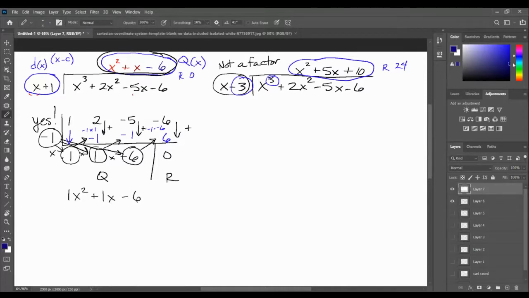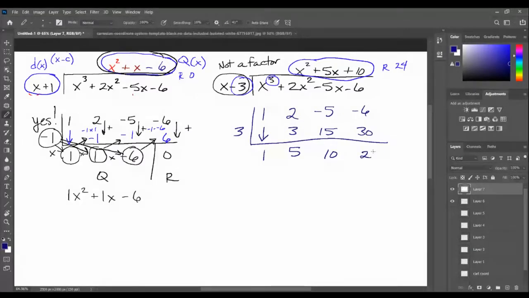So we'll do the same thing over here. Now you have to make sure all the exponents are there. So 3, 2, 1, 0 are the exponents. So now I can just bring down their coefficients. Write in the 0, which in this case is 3. Bring down the leading term. 3 times 1 is 3, plus 2 is 5, times 3 is 15, plus negative 5 is 10, times 3 is 30, plus negative 6 is 24. There's my remainder, just like we had before.